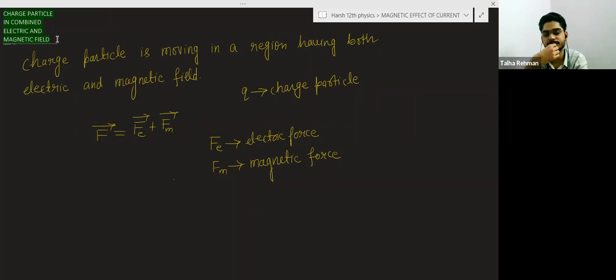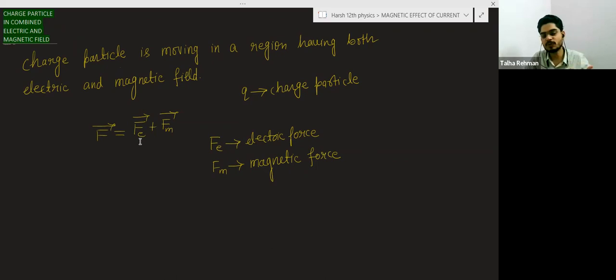Field. So you can say that if the charge particle moves in the combined electric and magnetic field, then there will be an electric force on the charge particle, and a magnetic force also on the charge particle. Force is a vector quantity, so you can write the total force on the charge particle.